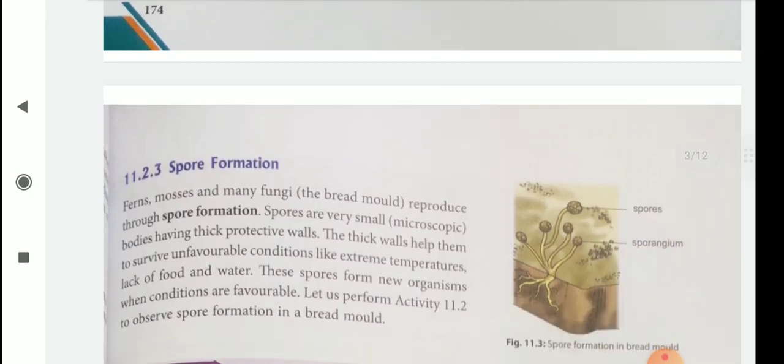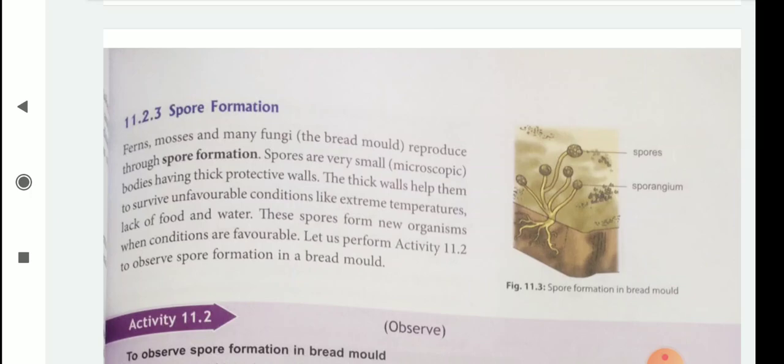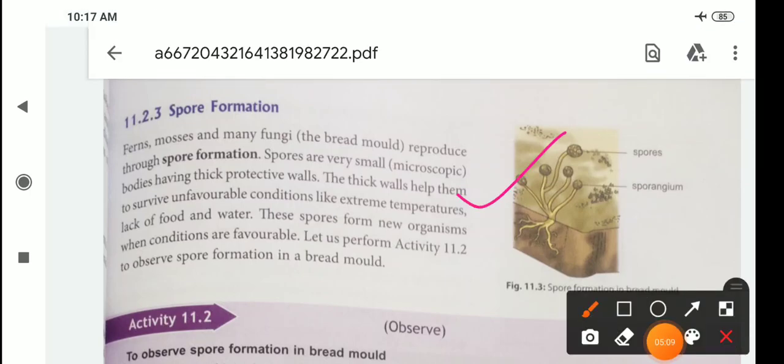Then spore formation. Ferns, mosses and many fungi reproduce through spore formation. Spores are very small, microscopic bodies having thick protective walls. The thick walls help them to survive unfavorable conditions like extreme temperatures, lack of food and water. These spores form new organisms when conditions are favorable. Let us perform activity 11.2. Here you see, children, to observe it yourself, that activity. Here you see this figure, spore formation. This is the sporangium and these are spores.